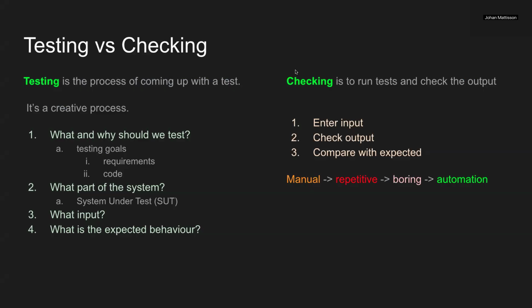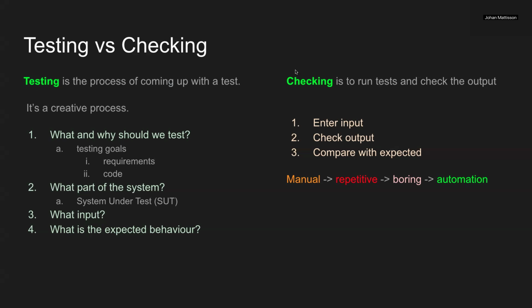So testing and checking. Basically, what we usually do when we program and implement the system is probably this, right? Not this. We do this. We do checking. So we're not doing testing, we're doing checking. We're verifying something. We enter input, check output, compare with expected. So we check the system when we code it, basically. It's manual, it's repetitive, it's pretty boring, and we usually automate it as soon as we can. So that's always the goal with those kinds of things.